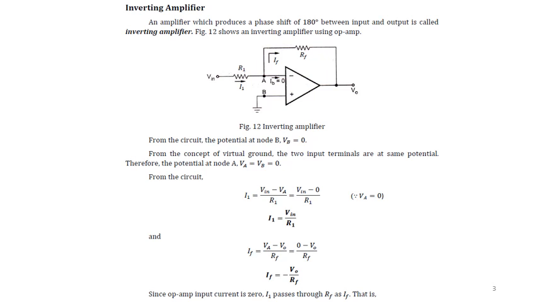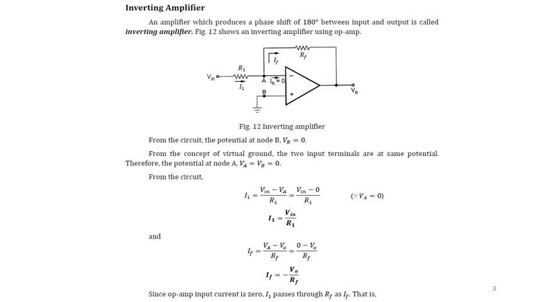Now from the circuit diagram, the potential at node B, the two nodes I mentioned, one is A, the other one is B. From the circuit, because node B is connected to ground, the potential at node B is 0. So therefore VB I will consider as 0. VB is equal to 0.